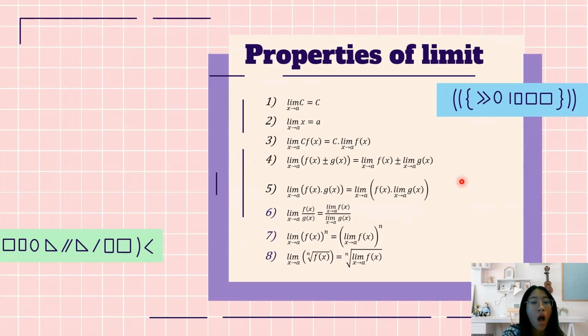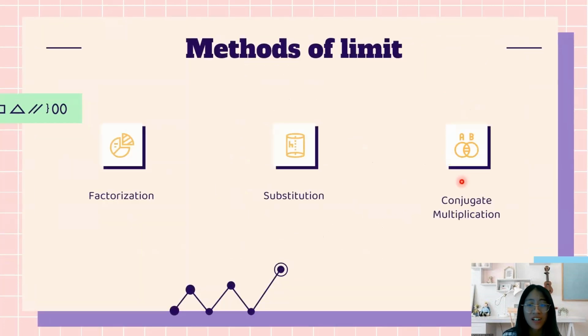And lastly, you have to deal with roots within limits. So if you have the limit of something that's inside some root, this could be a square root, cube root, fourth root, and so on. You can essentially take the limit of whatever was inside the root and then take the root of the whole thing afterwards. So that covers the limit properties.